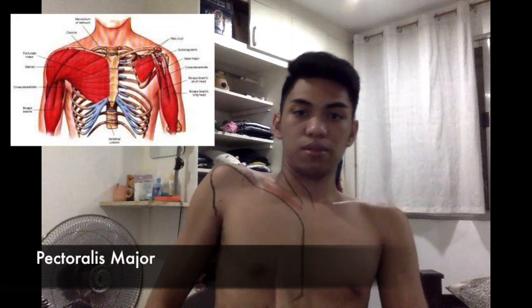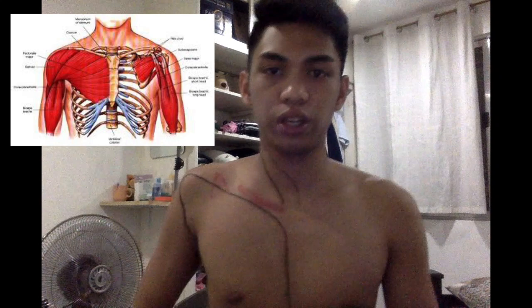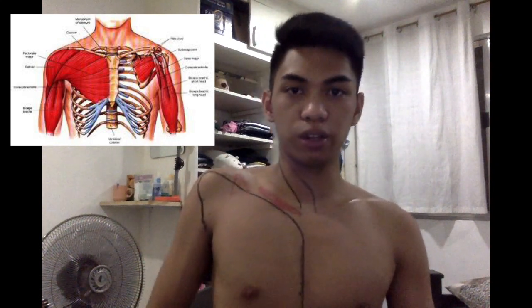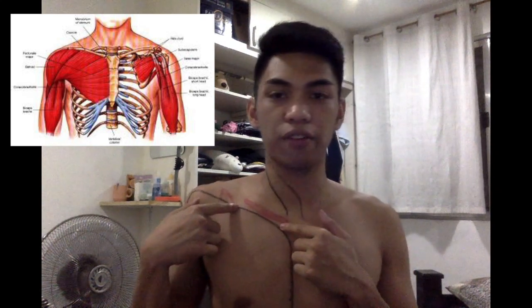Next up, we have the pectoralis major. It's this muscle here, this area. There's the pecs, as people would call them. It has multiple origins. So let's start with the clavicular head, which is around here: the anterior surface of the medial half of the clavicle. Origin is also the sternocostal head, the anterior surface of the sternum. So it's right here.